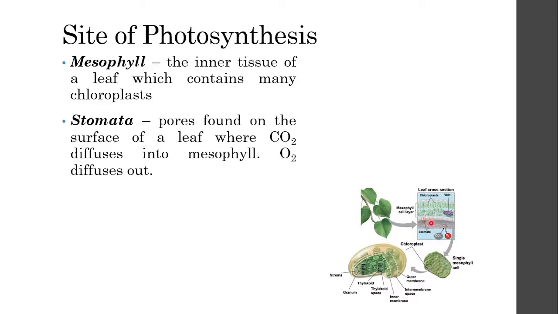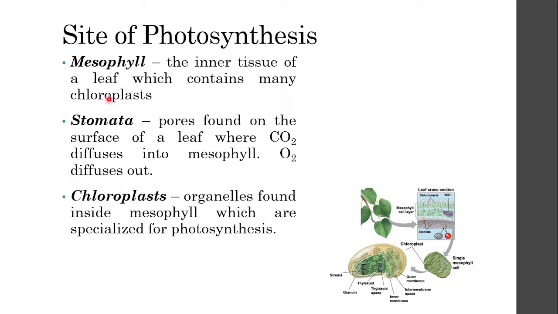Stomata, if you can see right there, are basically pores that you find on the surface of your leaf. This surface is important because this is the site where carbon dioxide diffuses into the mesophyll, or enters from the surrounding environment inside the leaves. Stomata is also the area wherein oxygen diffuses out of the leaf. So this is the oxygen that we breathe.